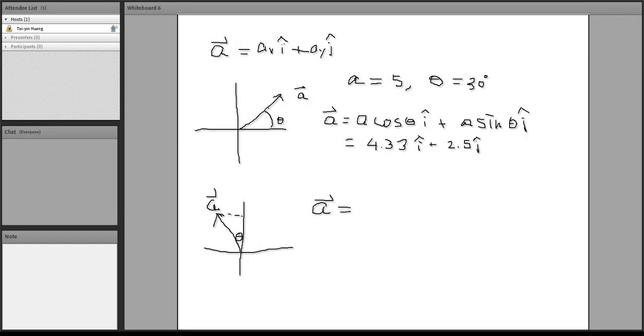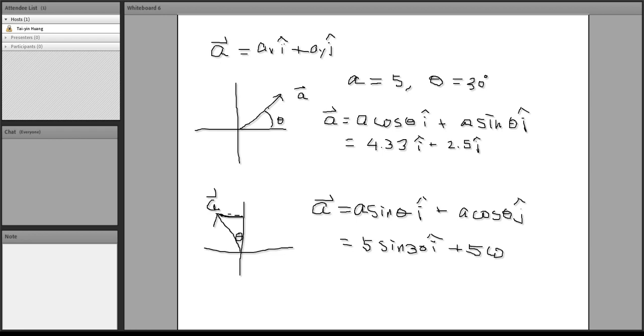So this is your vector A. Your x component is still equal to the magnitude of A times, because if you look at the horizontal component, which is this one, it is opposite the angle. So instead of using cosine theta, what you should do is use sine theta. So you have A times sine theta i hat plus A times cosine theta, because that's adjacent to the angle, that's the vertical component, j hat. So you plug in the numbers: 5 times sine 30 degrees i hat, and then plus 5 times cosine 30 degrees j hat.